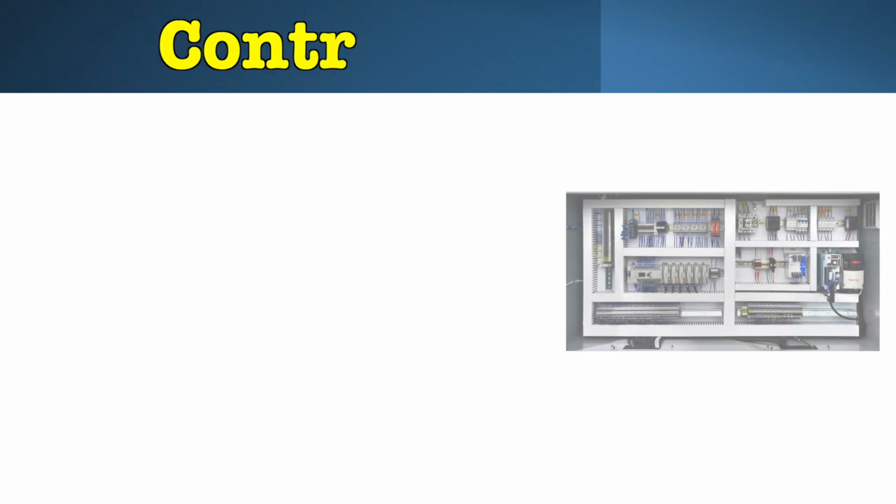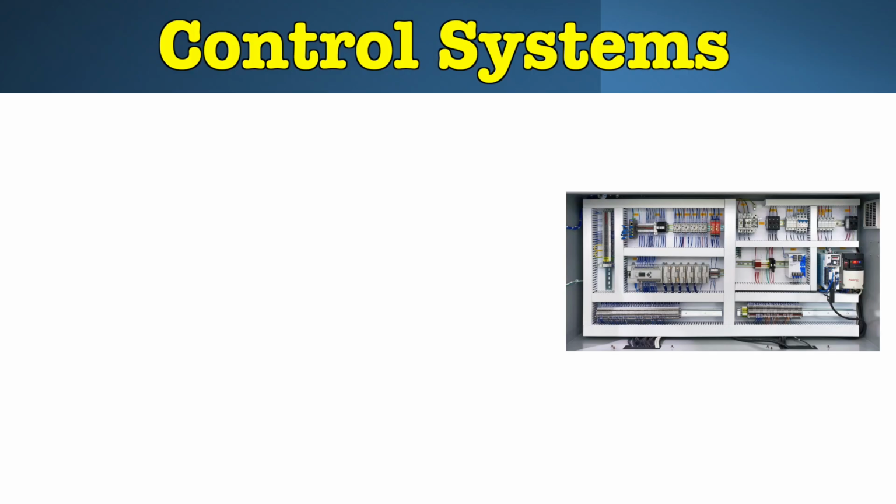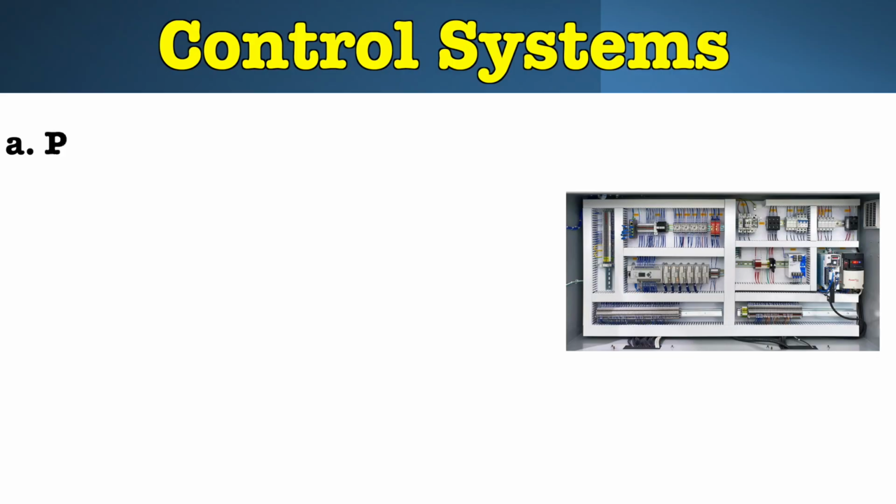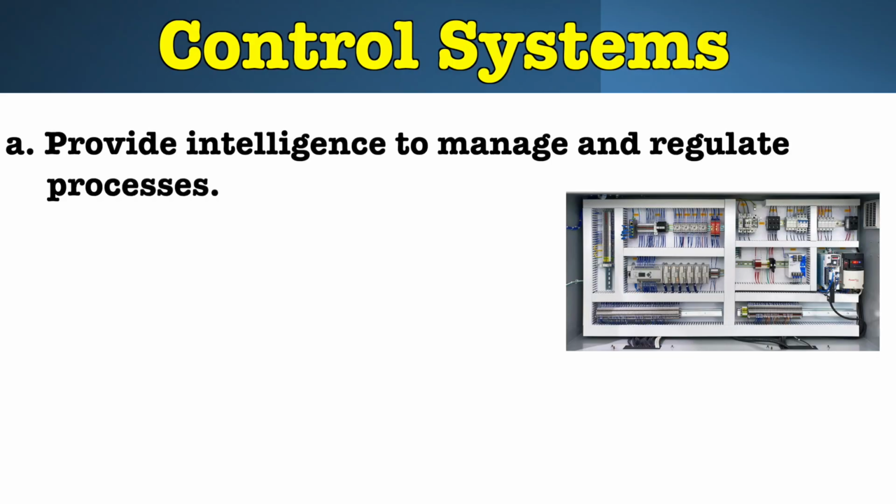Deep and detailed discussion about the motors and drives we will cover in upcoming lectures. Now let's talk about the third point, that is control systems. Control systems are fundamental to the electrical system in industrial automation, providing intelligence and capability to manage and regulate machinery and processes with precision and efficiency.